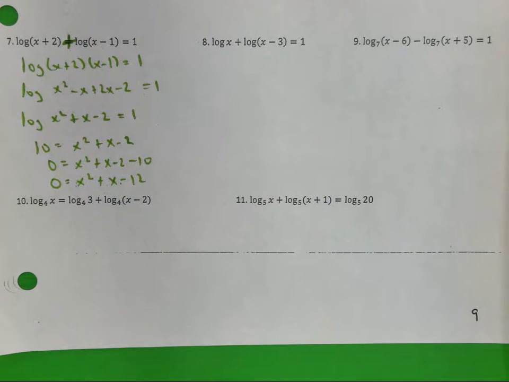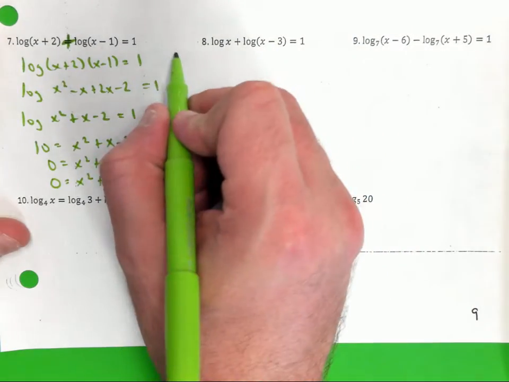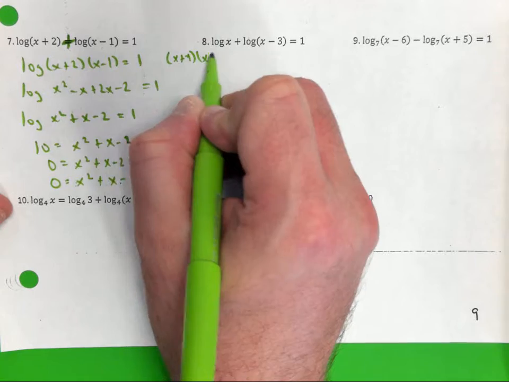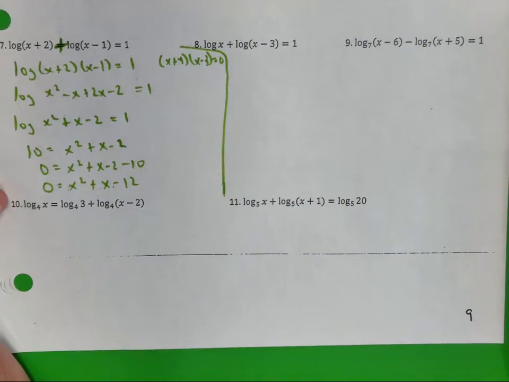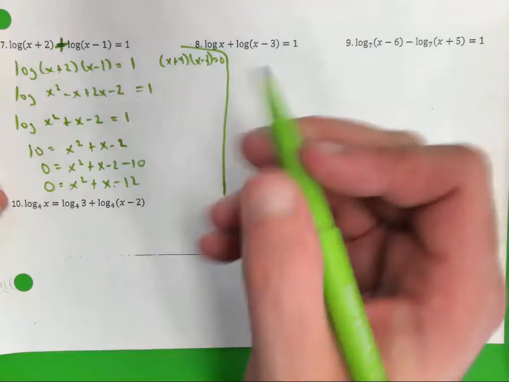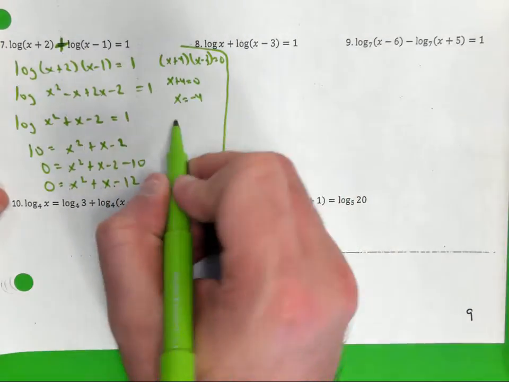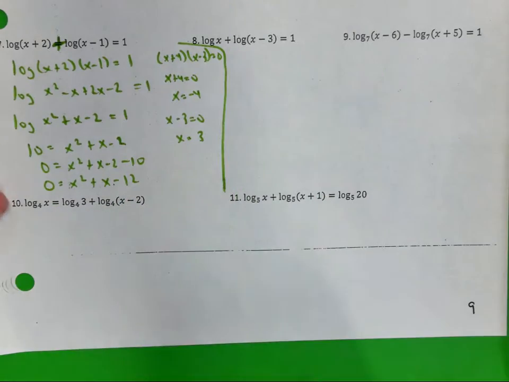We factor every day, every month in here, so you can never forget how to factor. It's got to multiply to give me negative 12, add to give me 1. What 2 numbers would do that? Plus 4 and negative 3, won't it? So you're going to set both of them equal to 0. And here I get negative 4. And here I get 3.